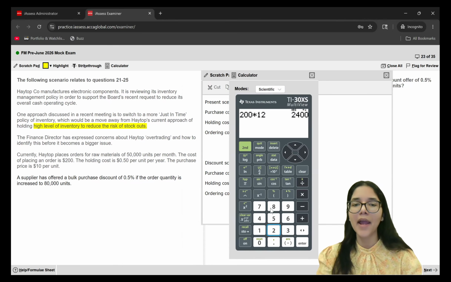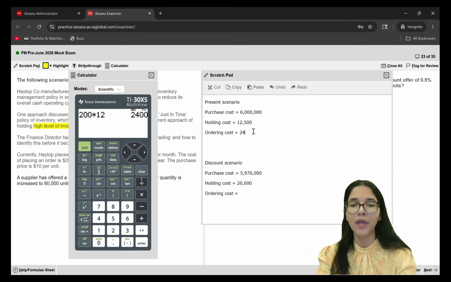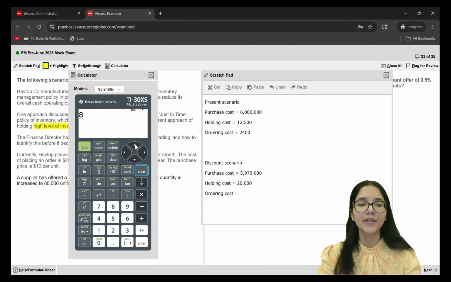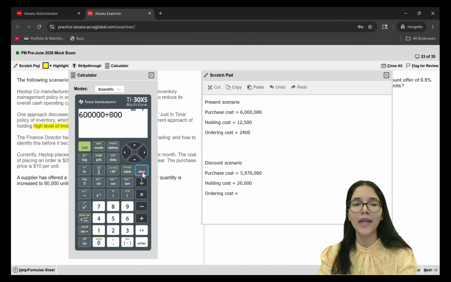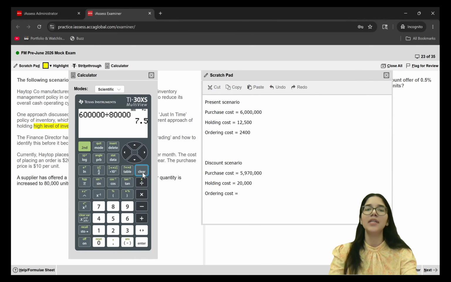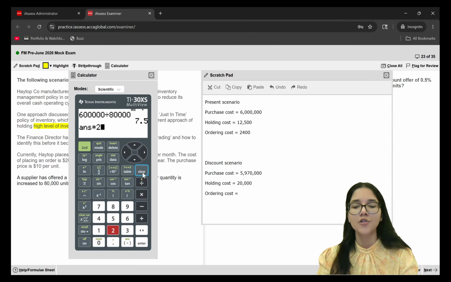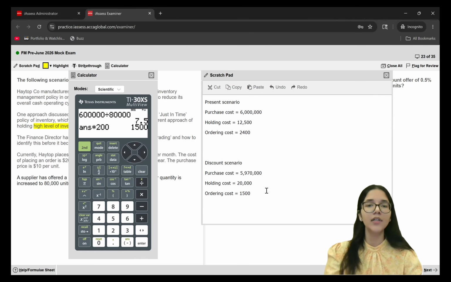200 times 12. Right now, my ordering cost is $2,400. And then I have to calculate how much it will be under the revised scenario. Under the revised scenario, I am ordering 80,000 units in one go. My total demand is 600,000 units. I am placing an order for 80,000 units in one go. That means I will have to place 7.5 orders in the entire year. So multiply this with 200, you're going to get your ordering cost as $1,500.